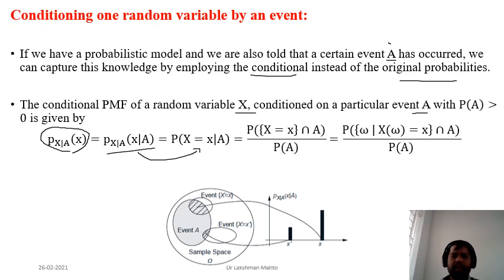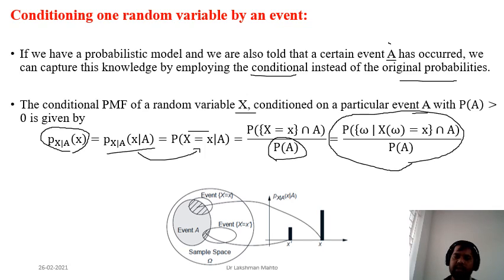From the value-of-random-variable perspective, it is one event. So this conditional probability is just the ratio of the joint probability of X equal to x and A, divided by the probability of A. This is the definition of the conditional probability mass function, and you can go into the simple sample space as well. Here we don't need that in a detailed perspective.